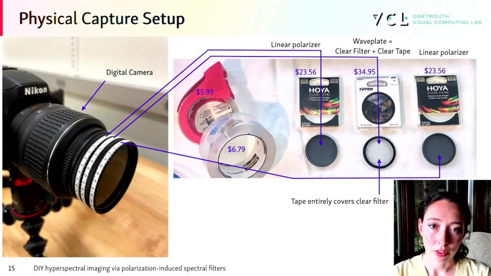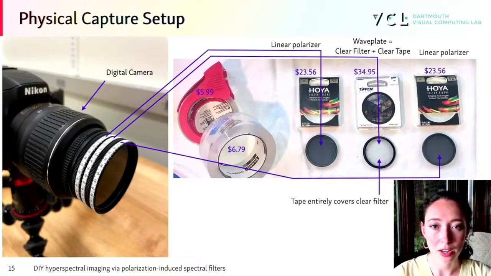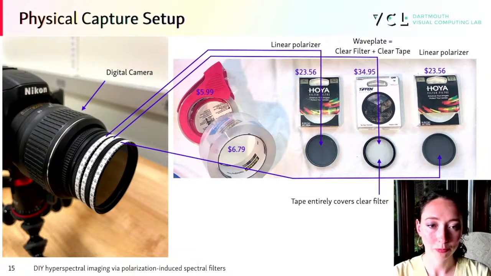Now that we've covered the theory behind our system, let's take a look at our prototype. To build our spectral filters, we use linear polarizers designed for casual photography that screw into a camera lens, and for our wave plates, we use clear packing tapes taped onto a clear lens filter. We label the angles around the edges of the filters, since estimating rotation angles precisely is important to the accuracy of our method. Aside from the digital camera, the total cost of these components comes in around $100.